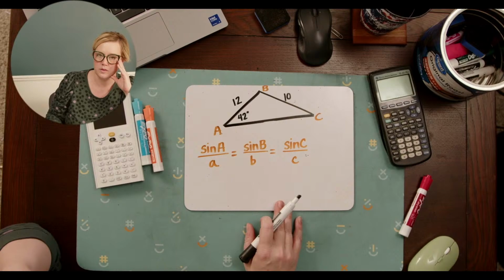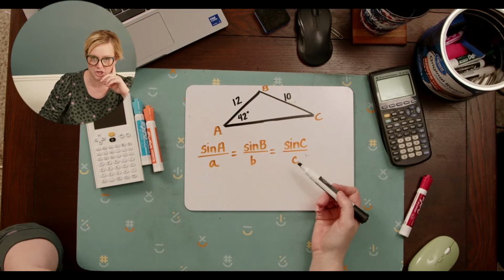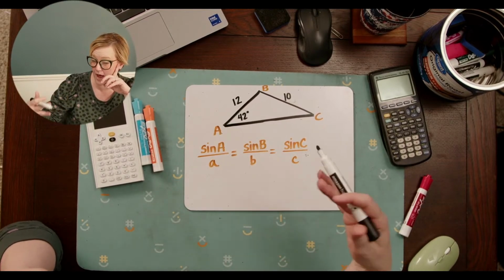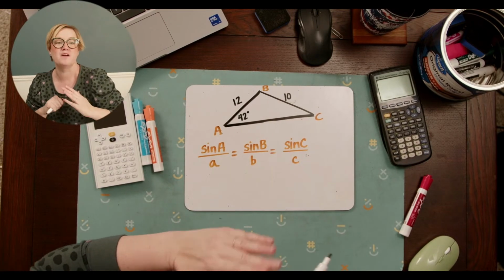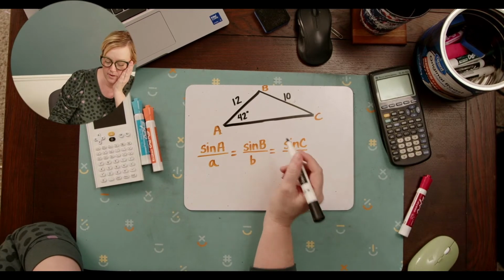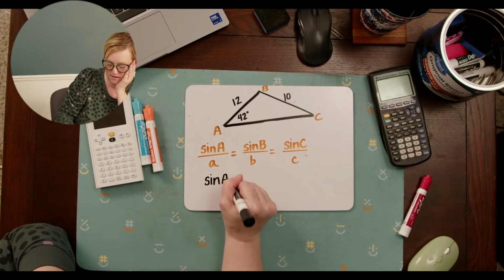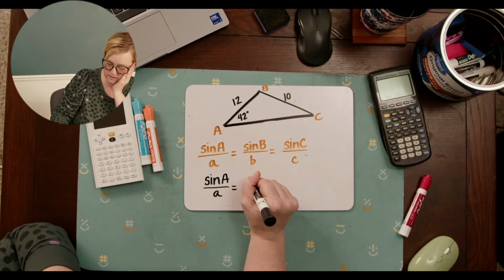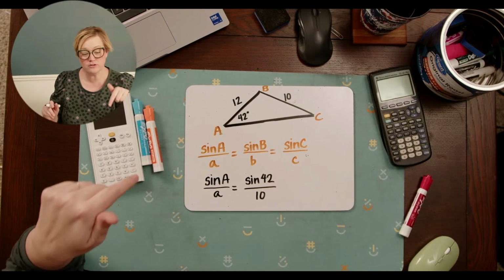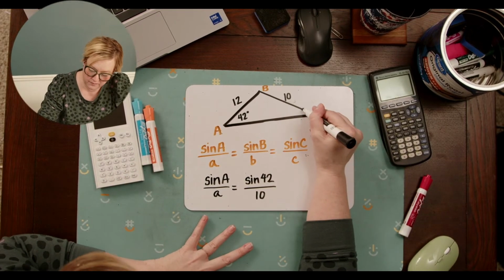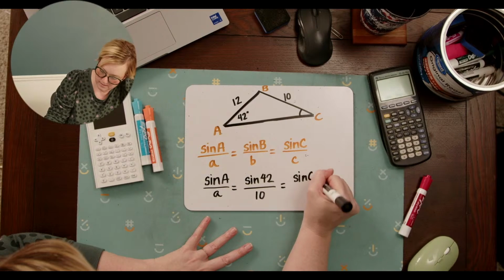So with the law of sines, the problem I had before was that I didn't have a complete ratio. To use the law of sines in this application, we do need to have a complete ratio or have enough information to find the complete ratio, right? So I'm going to set it up with what I know. I know that sine A over A is going to be sine 42 over 10. And I also know that it is the same as the sine of angle C over 12.